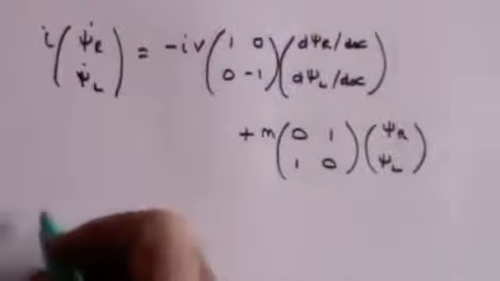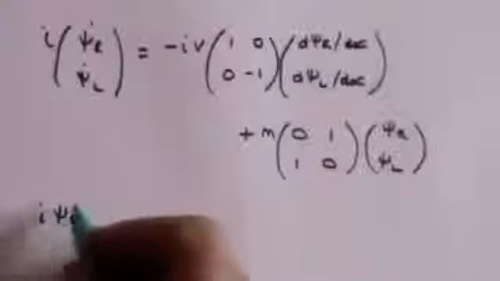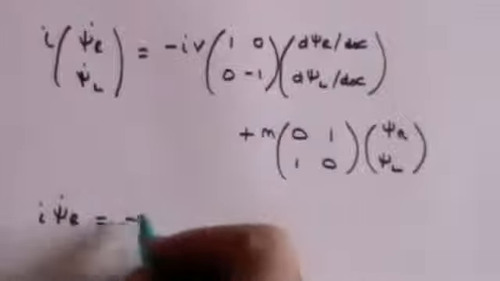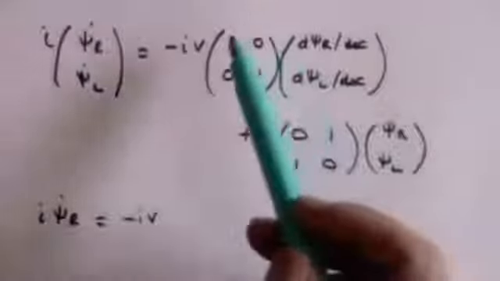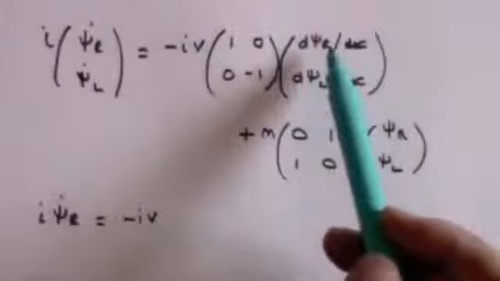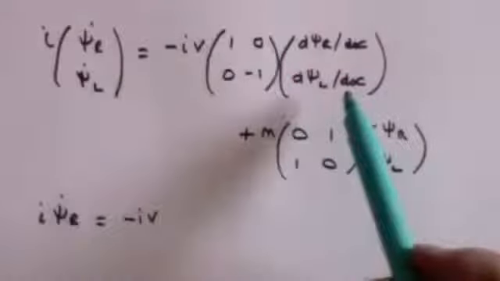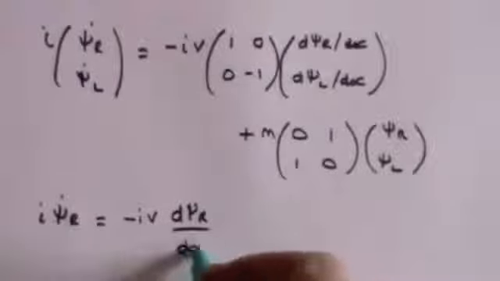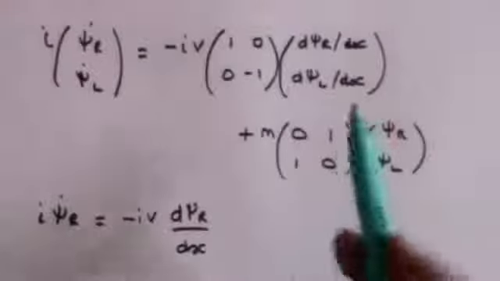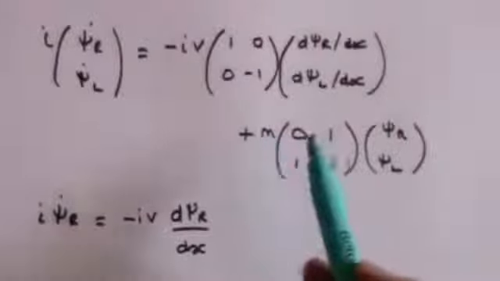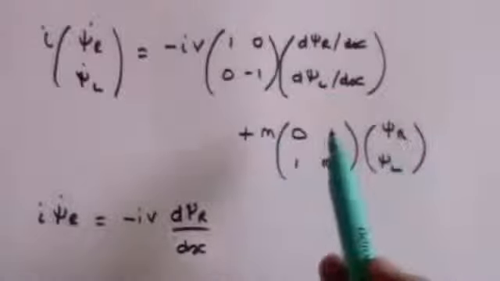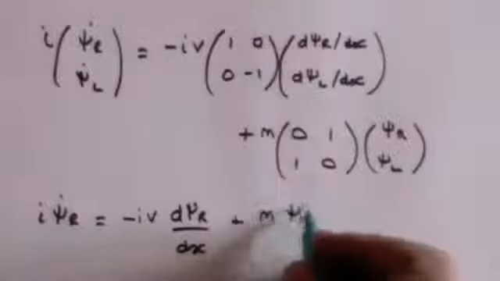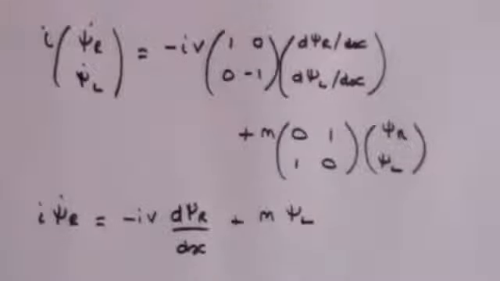So let's start with the top. I times psi right dot, which is what you get when you multiply the top here, is equal to minus iv times 1 times d psi right by dx plus 0 times d psi left by dx. So that's just going to give you d psi right by dx. What happens when we get here? It's going to be 1 times 0 times psi right plus 1 times psi left, which means you're going to get m times psi left.